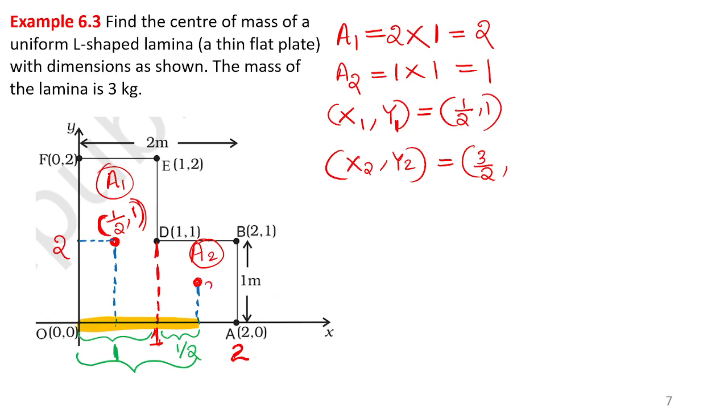And y coordinate of the center of mass of A2 will be this distance. Y coordinate of the center of mass of A2 will be this height. Clearly this height is 1 by 2, because the side of the square is 1. This is exactly at the center. So y coordinate will be this vertical distance. It is 1 by 2.